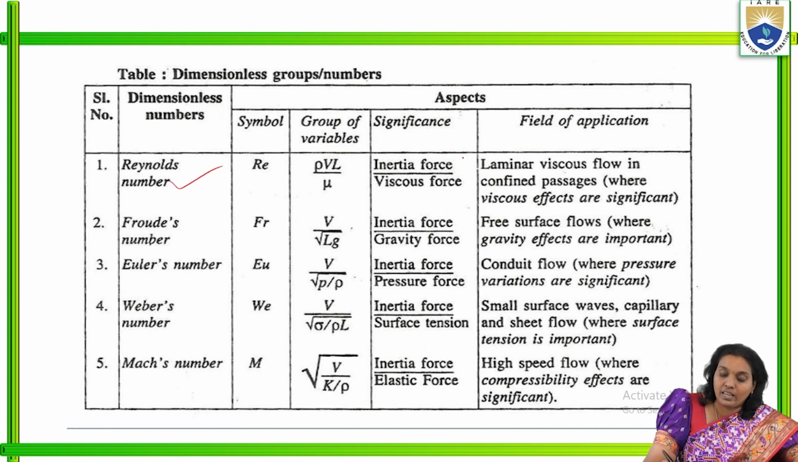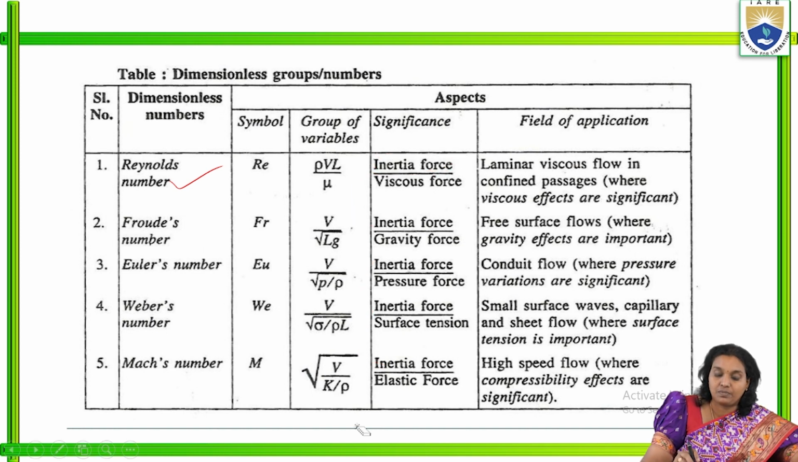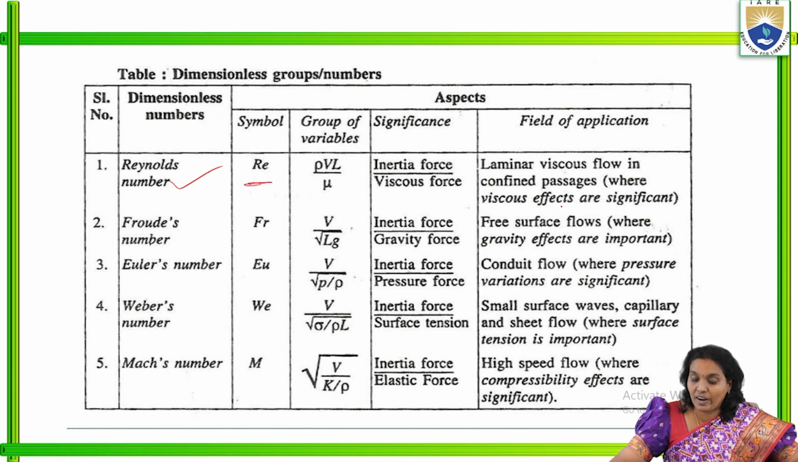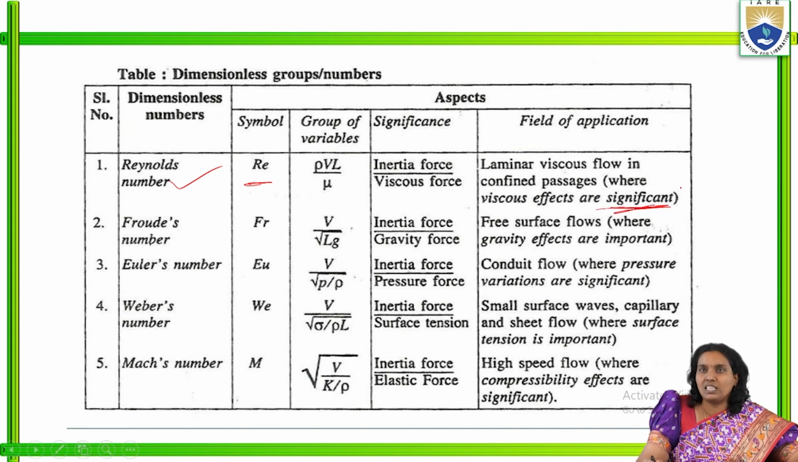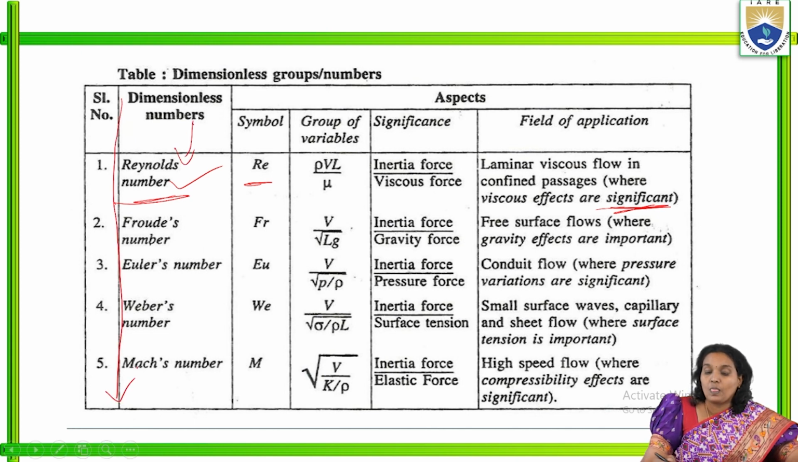For the Reynolds number, inertia is the common factor for any force. So inertia to viscous is the Reynolds number, and it applies to laminar viscous flow in confined passages where viscous effects are significant. We use this kind of dimensionless number where viscous effects are significant. These are all dimensionless numbers.